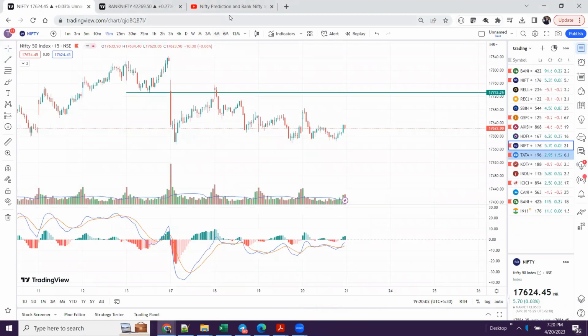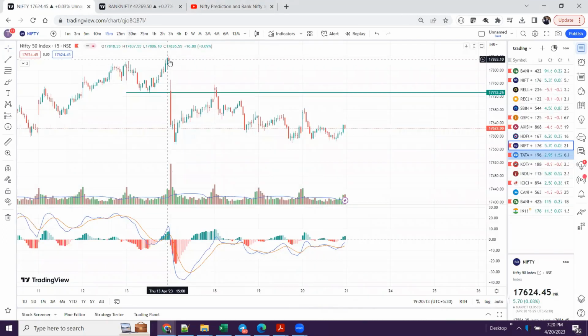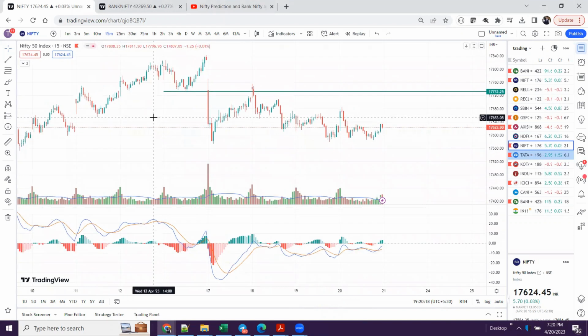In the last Nifty analysis video, we had said that market can fall, and this was a snapshot shared. And there was no sign of selling at that moment. But if you see, the market has actually formed a similar sort of pattern. And this is how wave analysis can help you.